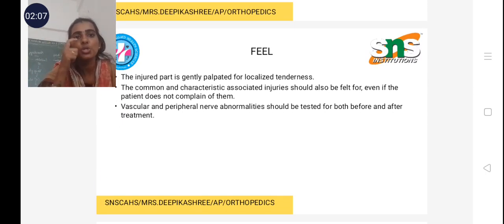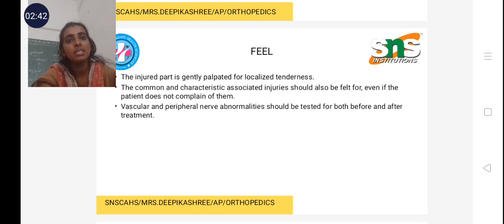The injured part is gently palpated for localized tenderness. When we touch, if the patient feels the pain aggravated, it is called tenderness, so we have to check whether tenderness is there or not. The common and characteristic associated injuries should also be felt for, even if the patient does not complain of them. Vascular and peripheral nerve abnormality should be tested for both before and after treatment.